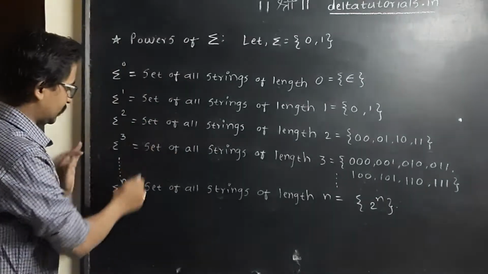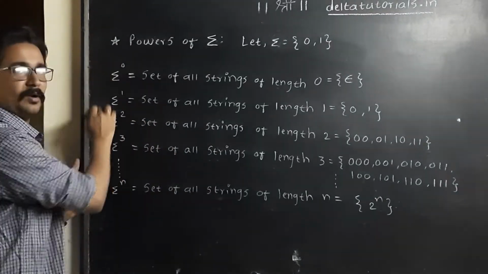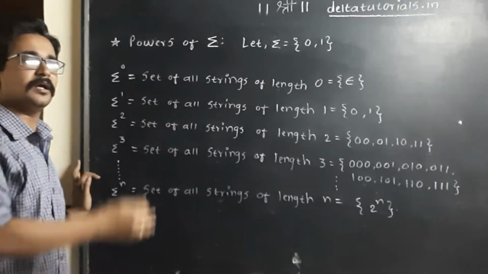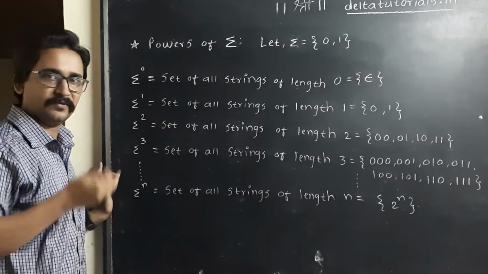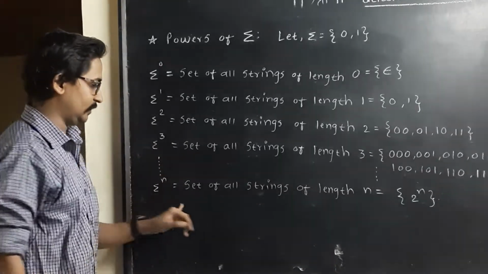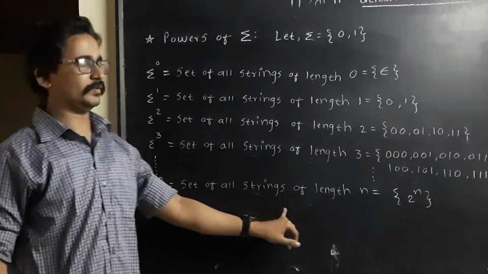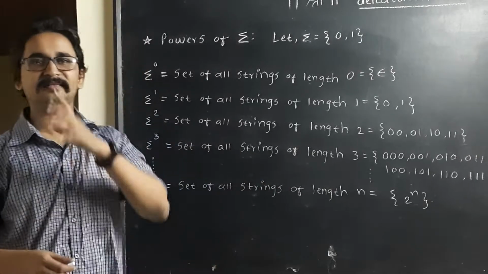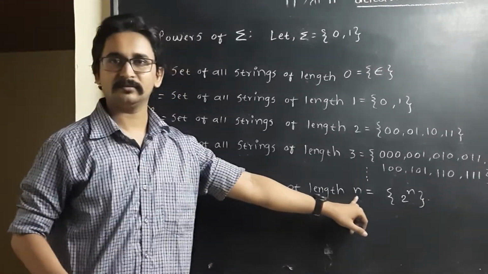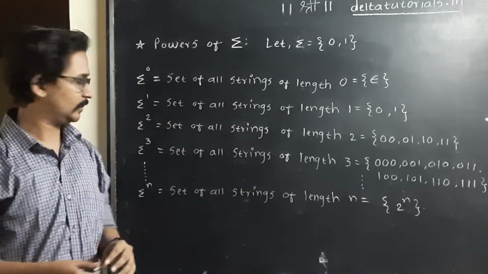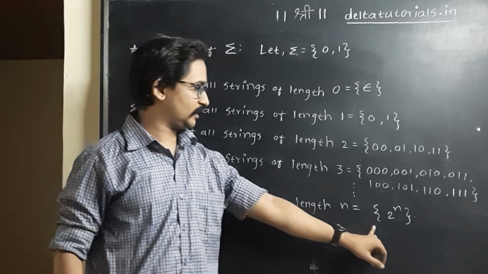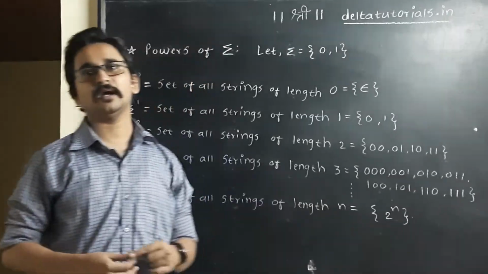Now similarly, we have seen sigma to the power 0, 1, 2 and 3. So many numbers are present, we all know that. So up to sigma raised to n, that is the set of all the strings of length n, where the length cannot be defined. At that time we use this n to denote the undefined length. So sigma to the power n has 2 raised to n strings.